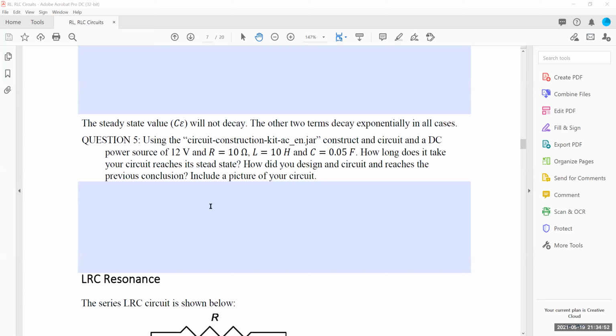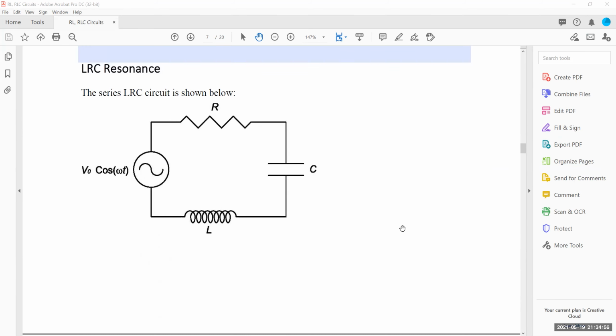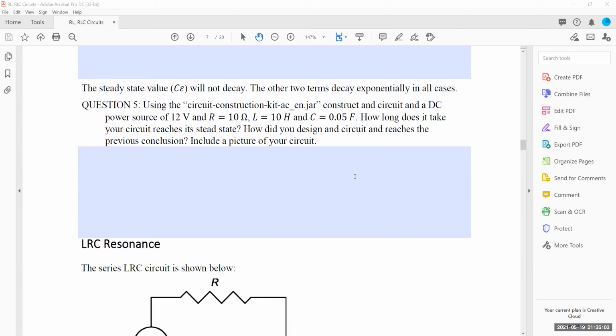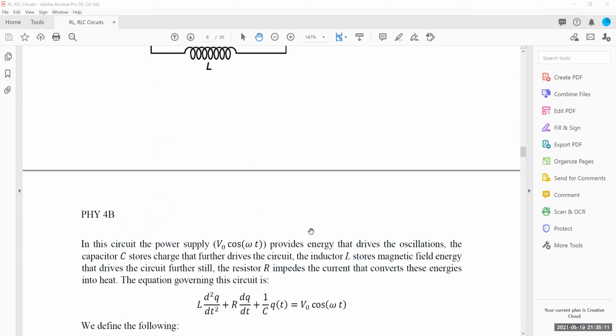Okay. Now the resonance, which is the main thing of this lab. So again, we have a power supply now that is actually oscillating, unlike the previous cases, which was a steady current. Now we have V naught cosine of omega t, and now the circuit is oscillating.